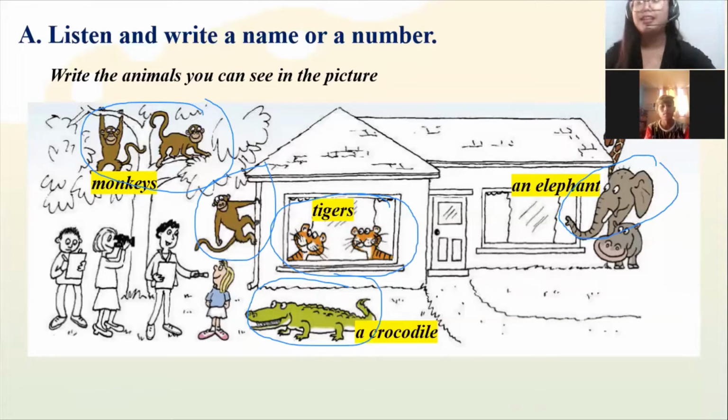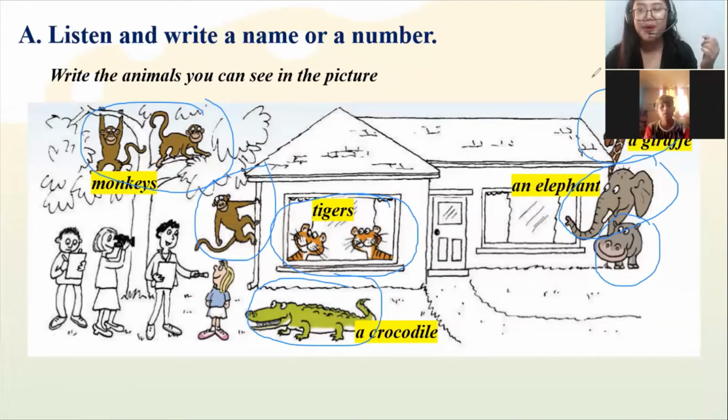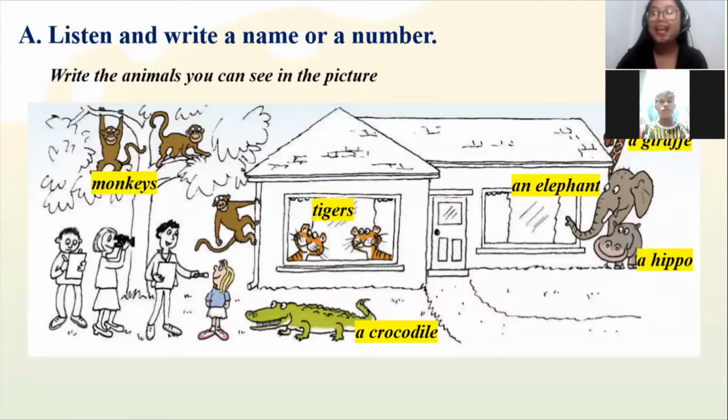So awesome, Russell. Now let's look. What animal? Giraffe. A giraffe. You? A giraffe. Now let's look at the animal below. What animal is it? Hippo. A hippo. You? A hippo. Yay! Bravo! Bravo, Russell. Now let's go to the next page.